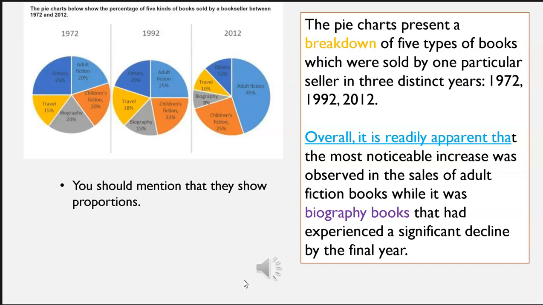Figures, a highest and lowest analysis. Just go with the highest and go with the lowest. That's not the best way to do it. Now, in your overview, in your first one, a breakdown. What's a breakdown? You don't even mention anywhere here that they are proportions.